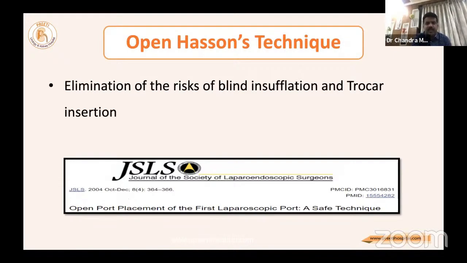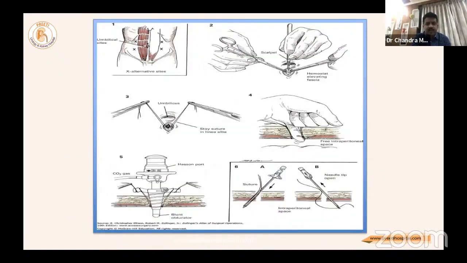Open Hasson's method, everybody should know this. It is mandatory that you give an incision, take the stay stitches, lift it, identify the preperitoneum, open the peritoneum. If you have doubt, insufflate the gas. It will distend then also. Then you put the blunt end of the Hasson's cannula. After that, it is the same. The flow will be the same.